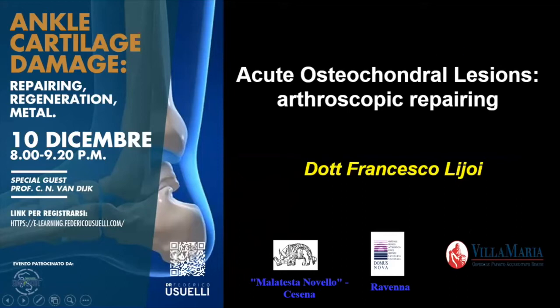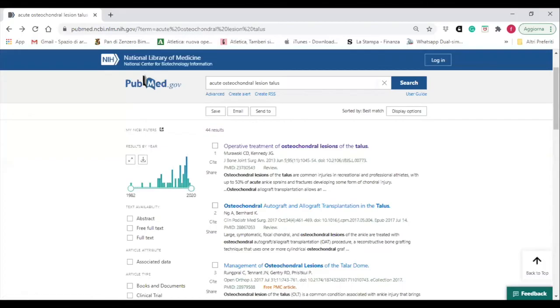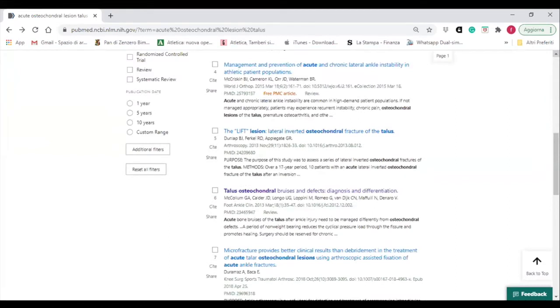This kind of lesion. So I searched the literature some years ago in PubMed. On the first page for acute osteochondral lesion of talus, you see that the first three papers in the ranking are not about a specific acute lesion, but deal with general osteochondral lesion of the talus. This is the second page, and only at the fifth position there is a paper on a particular acute lesion of the talus.